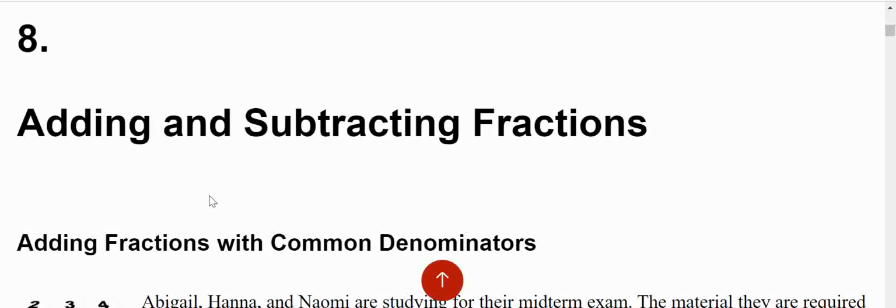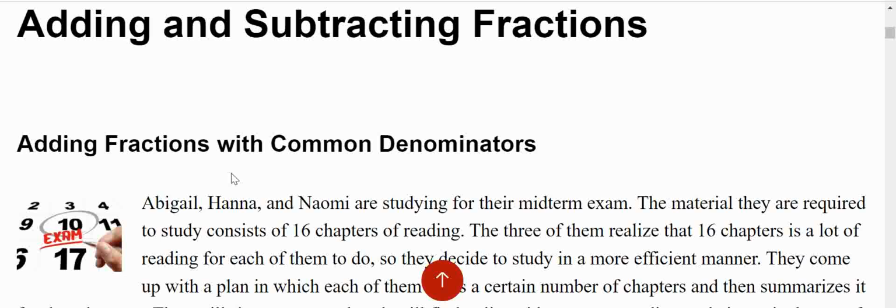Welcome, math friends. We are reading from Math for the Trades, Chapter 8, Adding and Subtracting Fractions. Adding fractions with common denominators.